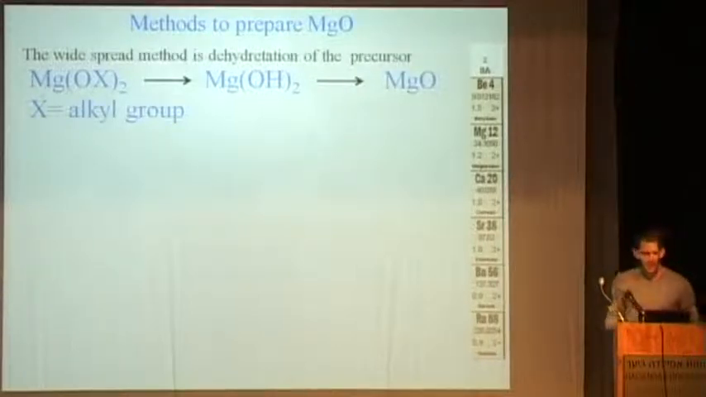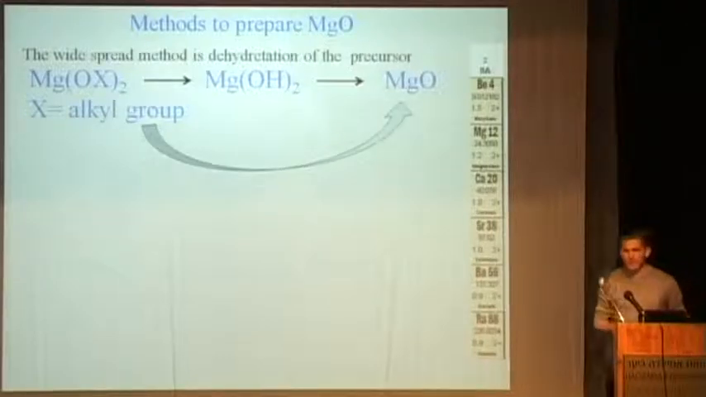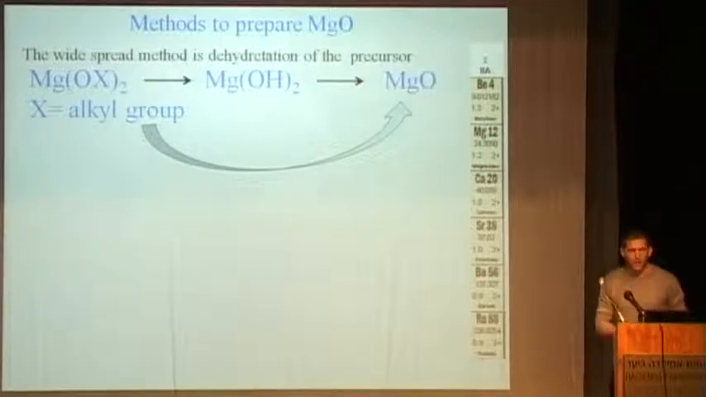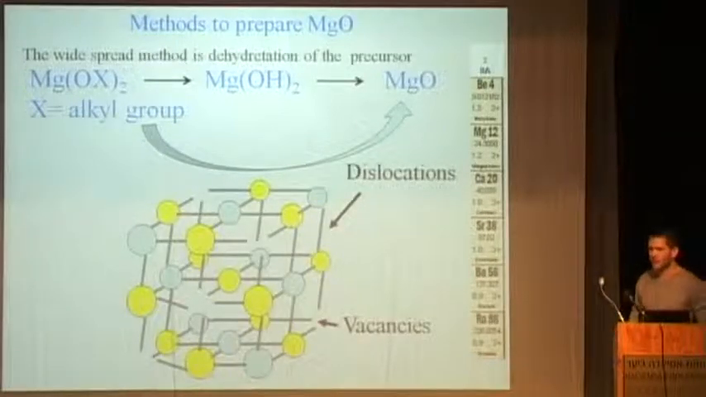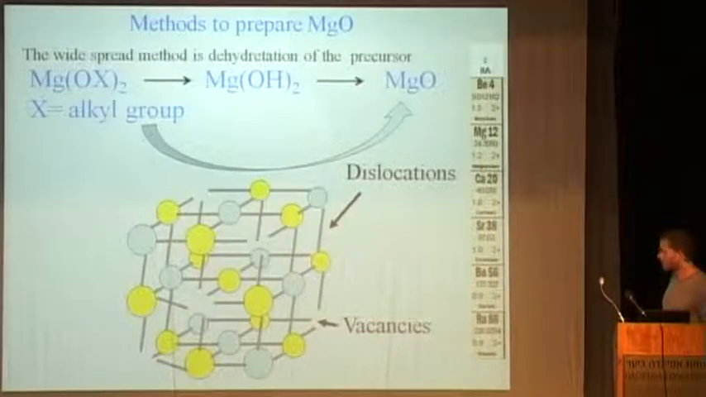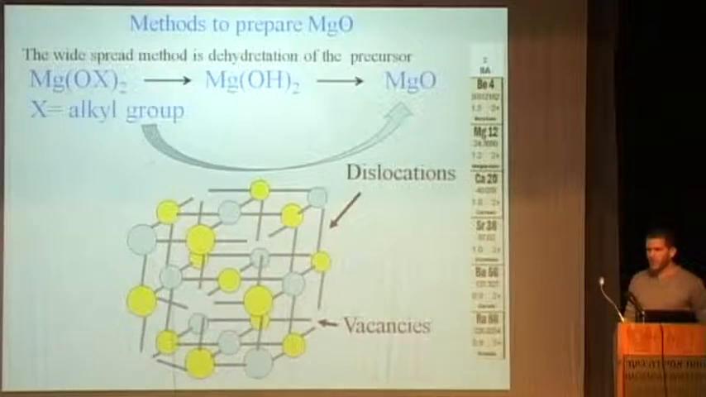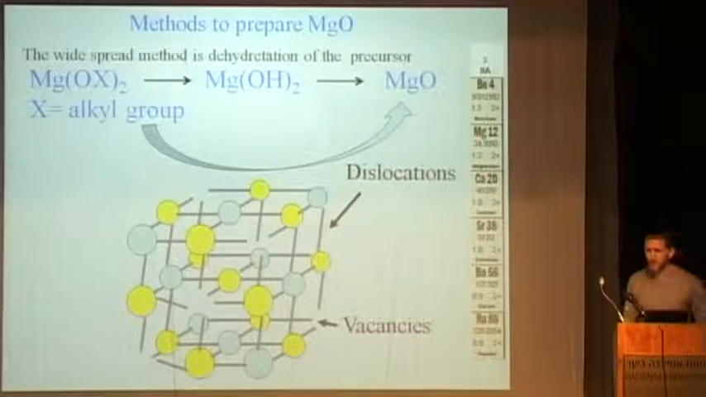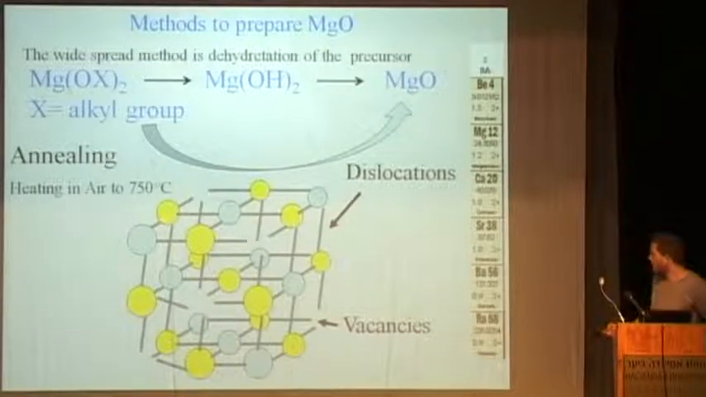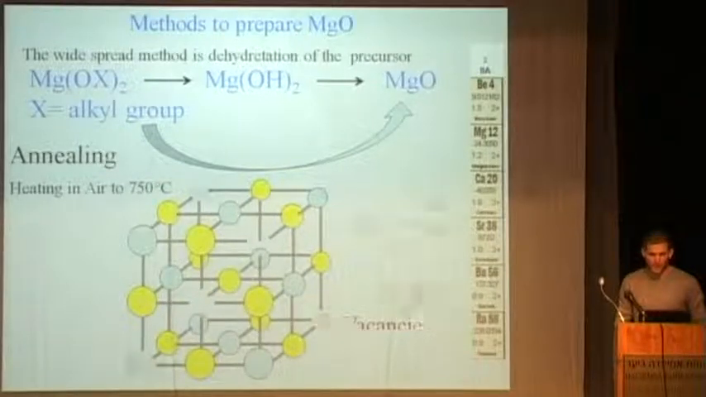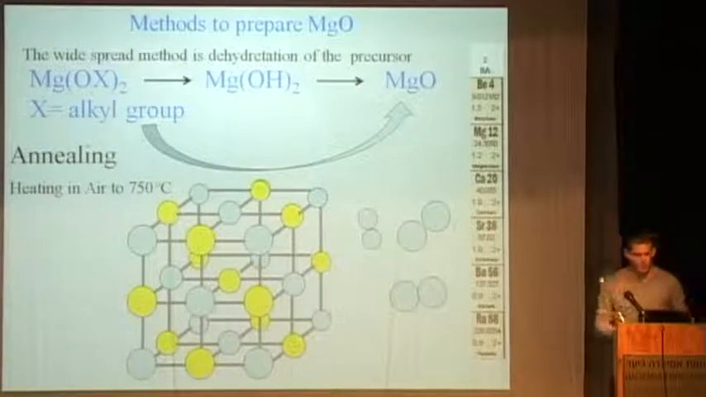It took us about 6 months, and we developed a synthesis that goes straight to the magnesium oxide without the magnesium hydroxide. Now, this synthesis gave us very defective nanoparticles. They have a lot of dislocations and a lot of vacancies. In order to eliminate those dislocations and vacancies, we anneal the sample at 750 Celsius. And this eliminates the dislocations and the vacancies. Some of them, not all of them.